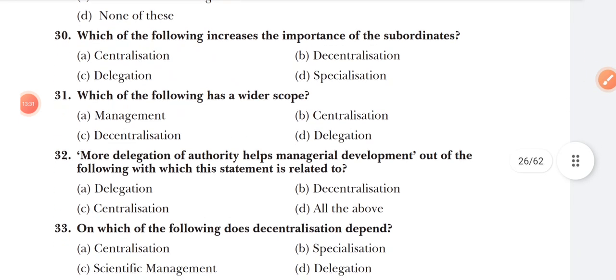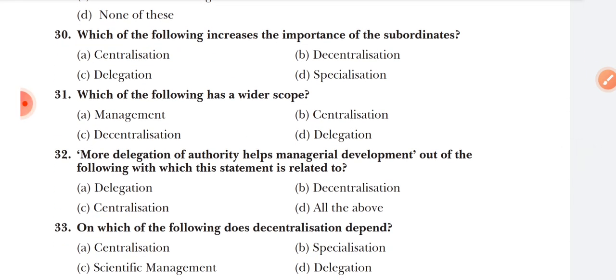Now question 33. On which of the following does decentralization depend? Option A, centralization. B, specialization. C, scientific management. Or D, delegation. And the correct option of this question is option D, delegation.